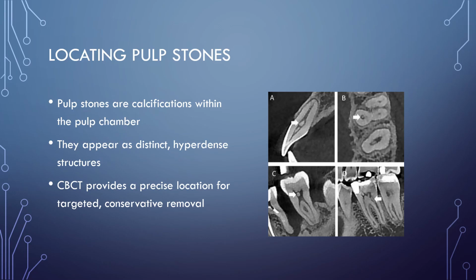On your CBCT scan, they will appear as distinct, well-defined hyperdense structures within the pulp space, demonstrating a radiopacity similar to the surrounding dentin. While they may be somewhat visible on a standard 2D radiograph, a CBCT provides a precise three-dimensional location of the stone relative to the pulp chamber floor and the expected position of the underlying canal orifices.